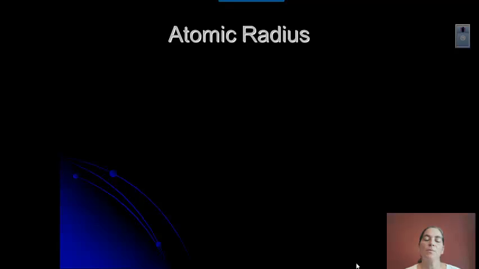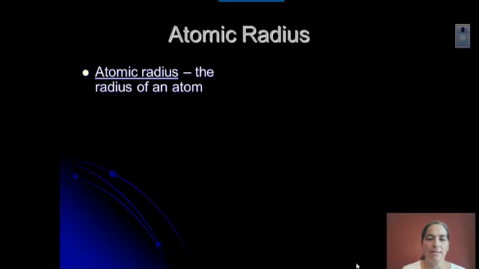So the first one is the atomic radius. Hopefully you guys remember from math and geometry that the radius is the distance from the center of a circle or a sphere to its outer edge. So if we think of that atom cloud as kind of a spherical shape, it's just the distance from the center of the atom to the outside. So just that radius of the atom.